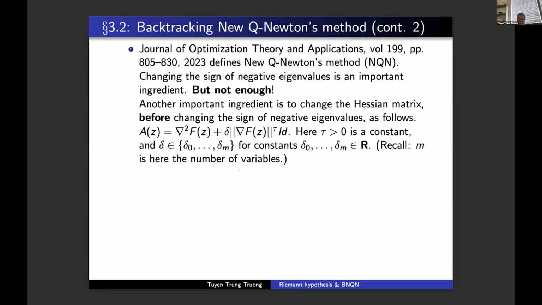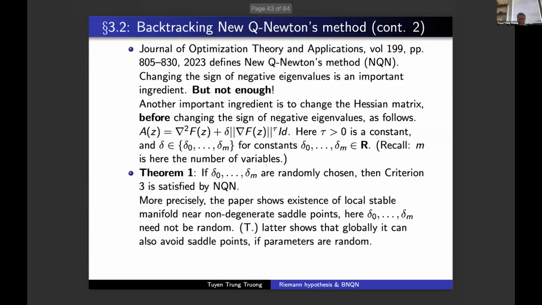It's very simple to do. And this is the theorem from this paper, which shows that if you choose these m plus one numbers randomly, then you can avoid saddle points. And you also still have a good local rate of convergence, but it does not have global convergence, because if you start from some z0, maybe it does not converge to a local minimum, and also it does not go to infinity, so it may go somewhere else.